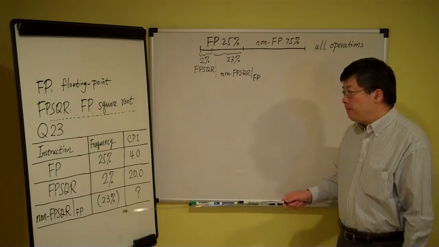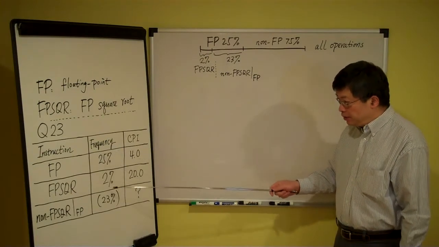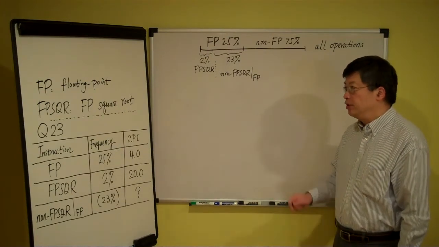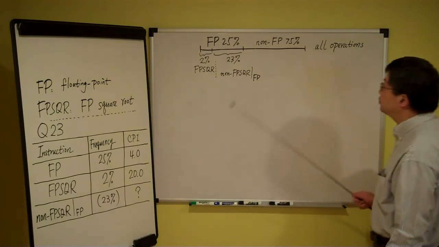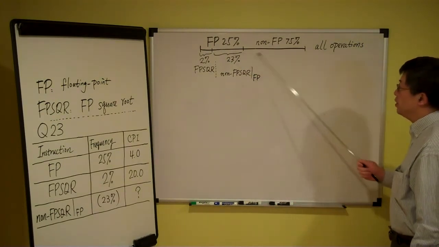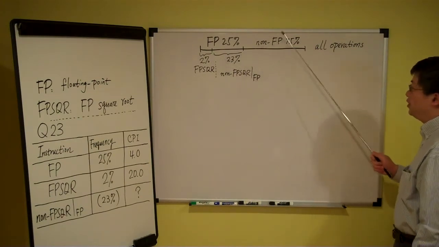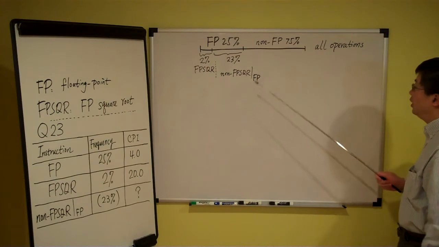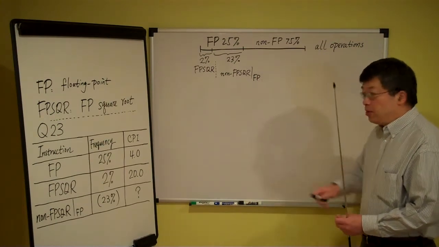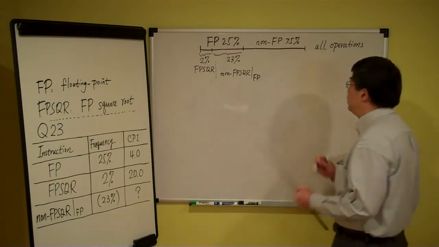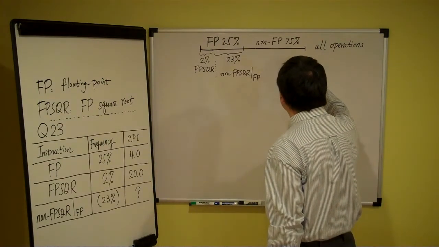Its frequency we can easily find from the given information: 23%. We use the same diagram, the partition like this that we saw before. In this example, we still use the PPE, the processor performance equation.